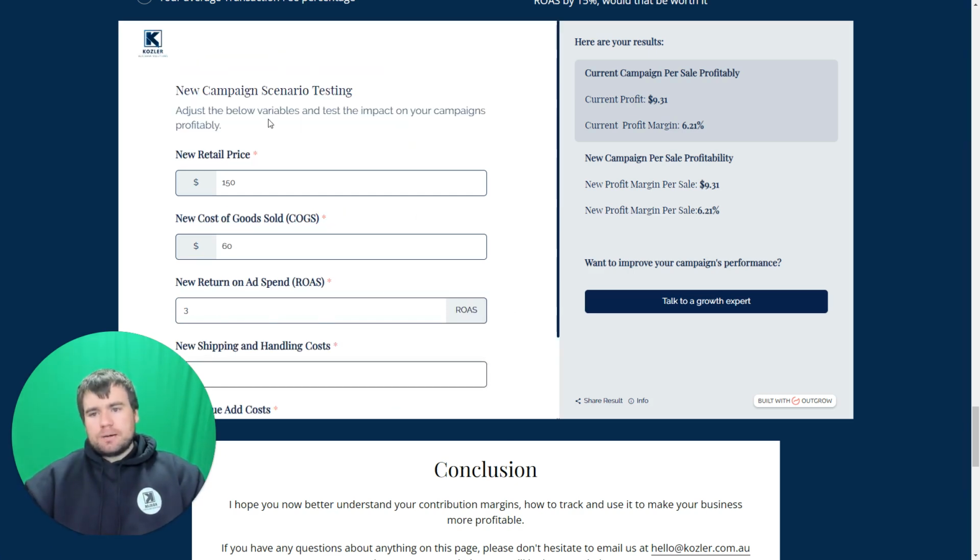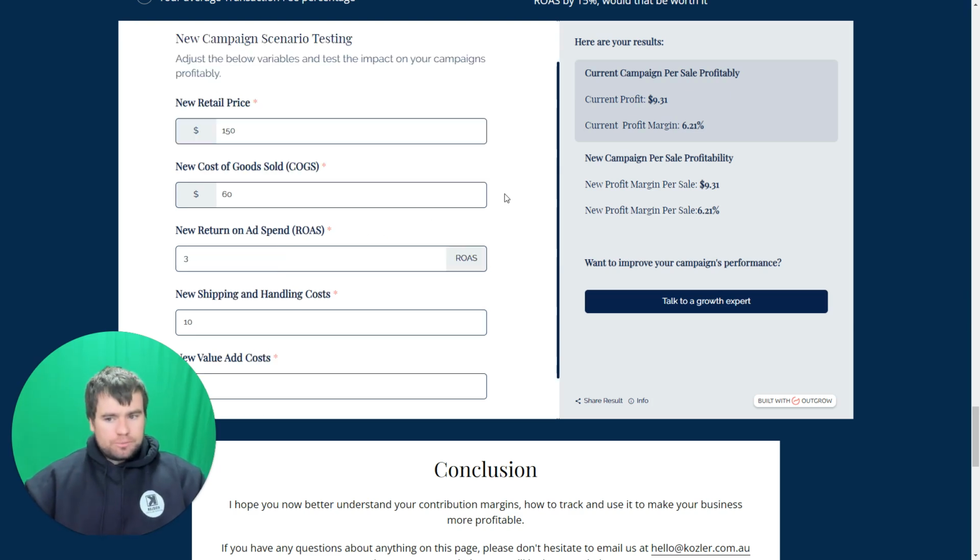And then what we do is we come over to scenario planning. So you can see here, the current campaign is making $9.31 for every sale, which is a 6.2% profit margin. We want to come in here and then we can do some scenario planning. So let's say that we decide we're going to reinvest and we're going to do new ad creatives. We're going to up our ad creative, which is going to increase our return on ad spend from 3 to 4. You can see that impact that it's going to have on profitability, for example.